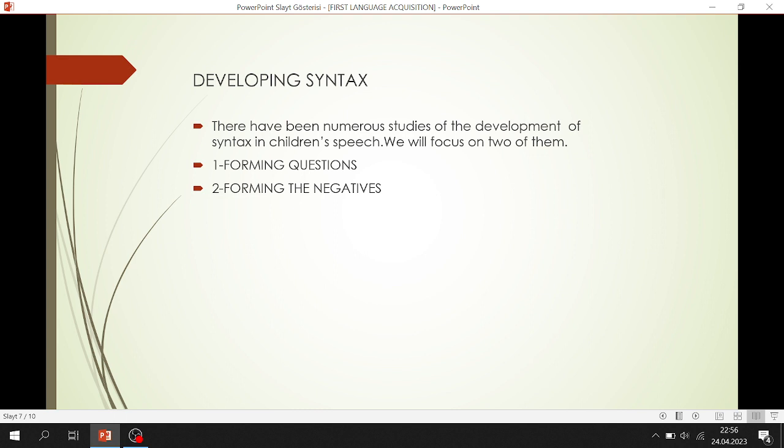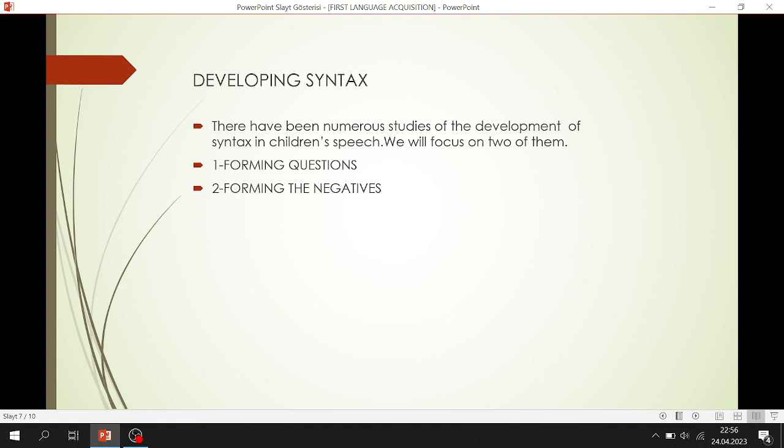For example, what book name. As we can see from the example, there are three words and there is what. Stage 3, there are three or four words, and we add who and how. Who did you go? Like that.